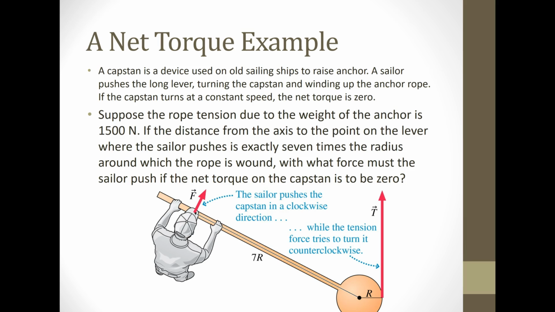And we want to know what's the force that the sailor is going to put if we look at the net torque being 0. That means our angular acceleration is 0. He's going to move around that circle, that capstan, at a constant rate.